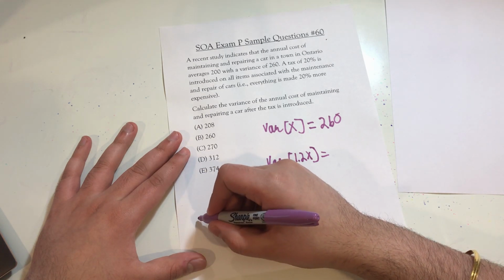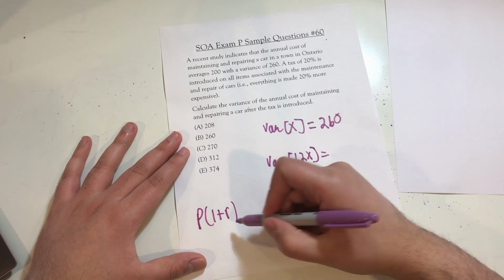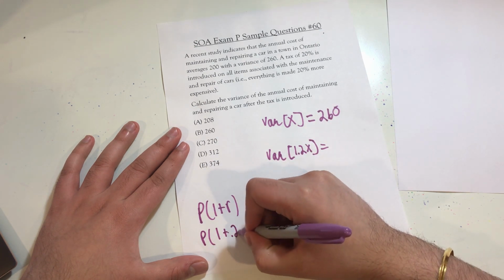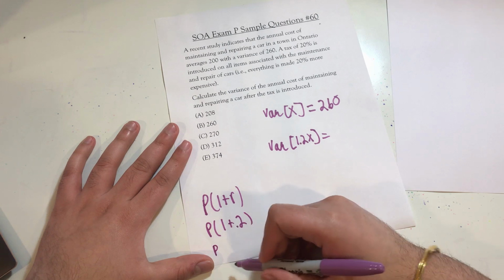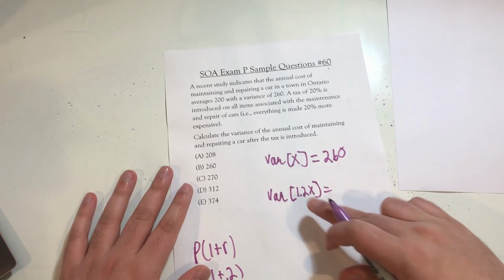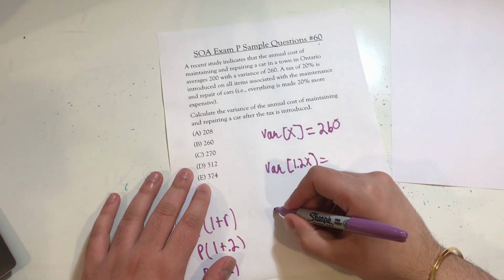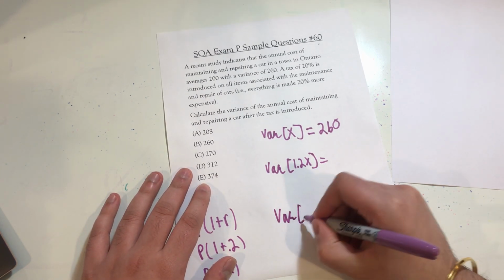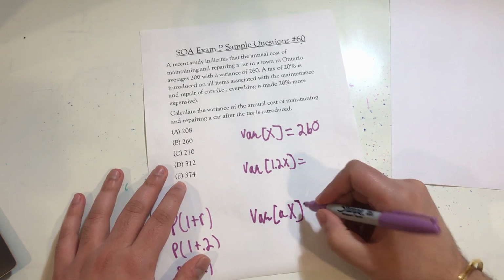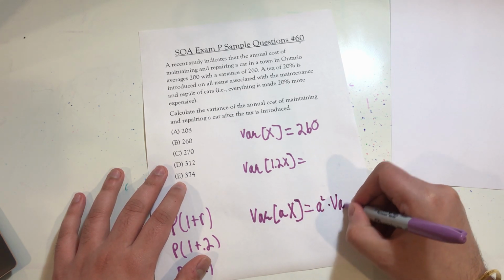Something where, here's the initial value, P, multiplied by 1 plus the rate. In this case, the rate is 0.2. And that is how I get my initial amount times 1.2. All right. Now, how do we figure this out? This requires you to know one thing about variance. That, let's say I have the variance of some constant a times my random variable X. This is equal to a squared multiplied by the variance of X.